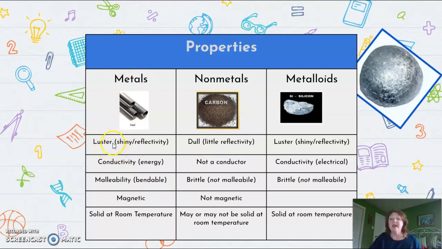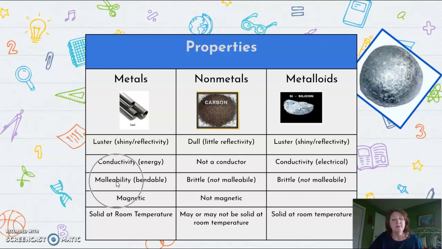Metals generally have luster. That means they're shiny. They reflect light to some degree. Metals also have conductivity. They conduct energy, either light, heat, electricity, or a combination of them. Very good. And because of that, we use metals for our wires for electricity.